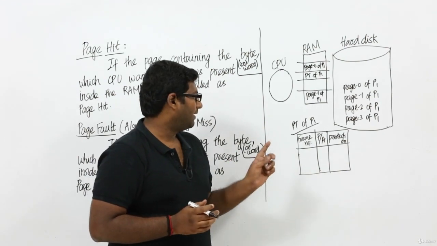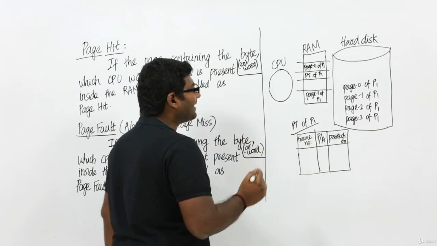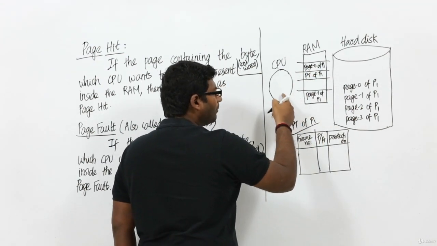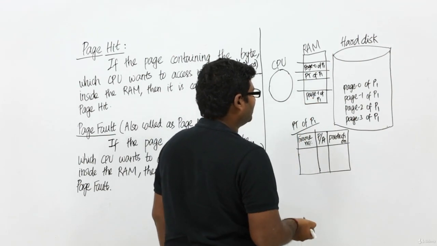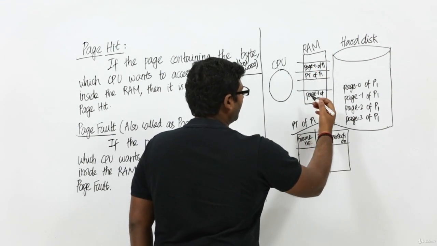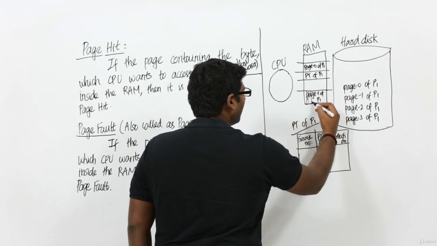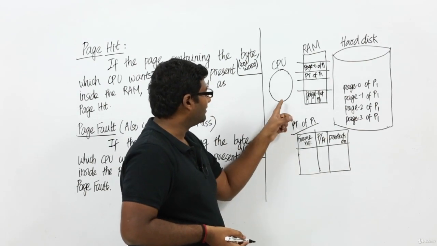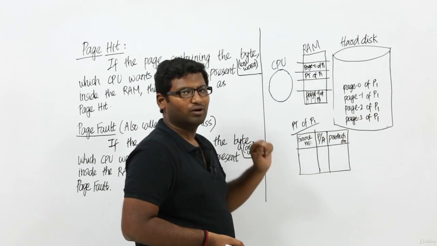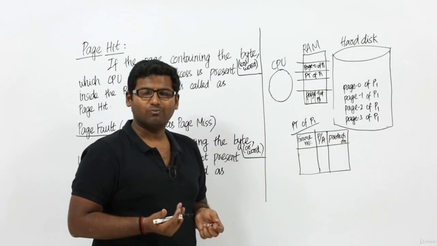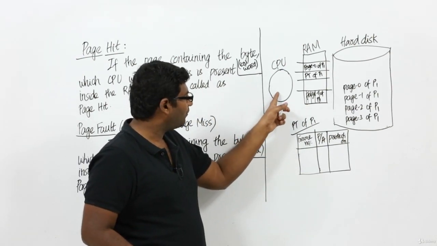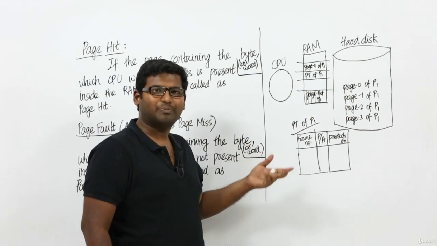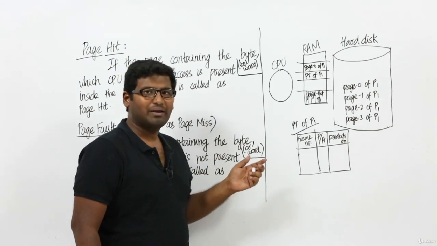Now, let us assume the CPU is asking for a byte which is present in either page 0 of P1 or page 1 of P1. Page 0 or page 1 will have a lot of bytes. Now, if the byte which the CPU is asking for is present inside either page 0 or page 1, then it will result in a page hit. What do we mean by page hit? The byte which the CPU is asking for is present inside a page, and that page is present inside the RAM. That is what we mean by page hit.